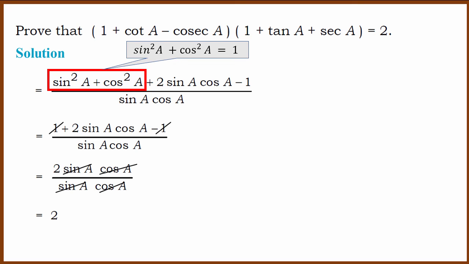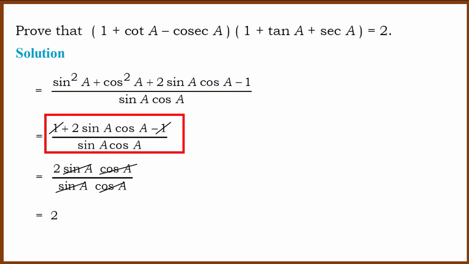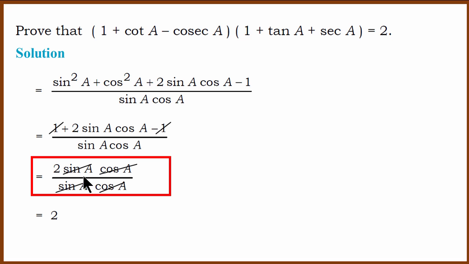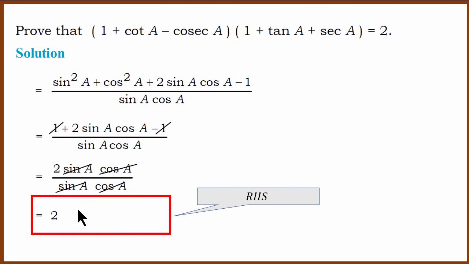So we can replace that with 1. You can see that sin squared A plus cos squared A has been replaced with 1 here. Once you replace it with 1, you can cancel this 1 with this minus 1. So you are left with 2 sin A cos A divided by sin A cos A. And they cancel each other. Sin A cancels and cos A cancels. And you are left with 2, which is the right-hand side.